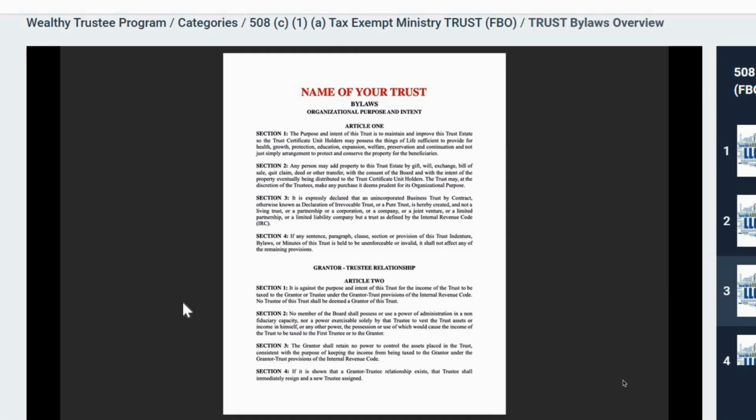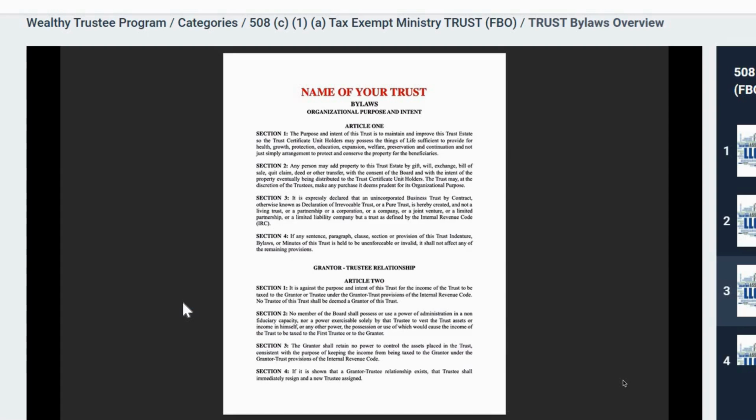Section 3, it is expressly declared that the unincorporated business trust by contract, otherwise known as the Declaration of Irrevocable Trust or Pure Trust, is hereby created and not a living trust. So this is not a living trust, it's not a partnership, it's not a corporation, it's not a company, a joint venture, a limited partnership, or a limited liability company, but a trust defined by the Internal Revenue Code.